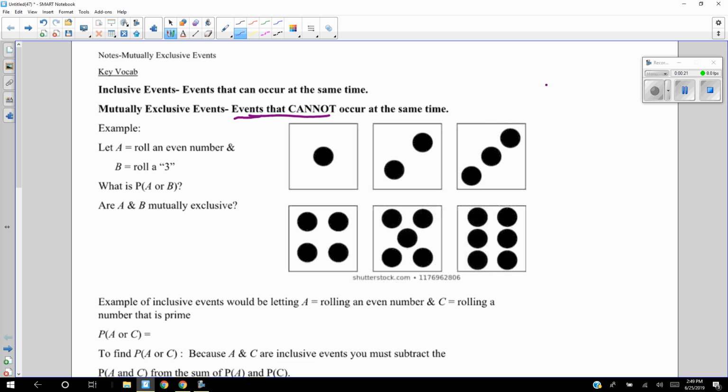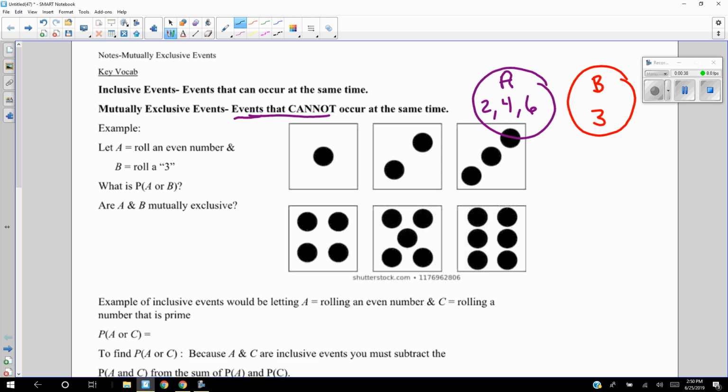So this first example says, let event A be rolling an even number on a standard six-sided die. So I'm going to draw a Venn diagram. Event A would be rolling a 2, 4, or 6. Event B is rolling a 3. So you can see pretty quickly there's no overlap between these two events. And now I'll go and draw the universal set around them. The universal set also includes the number 1 and the number 5.